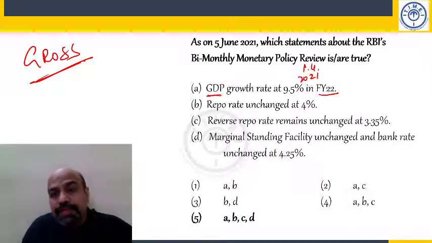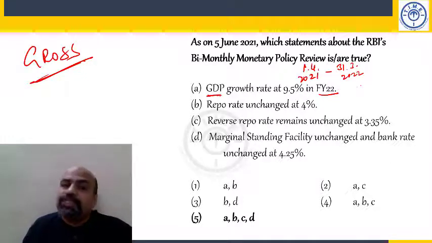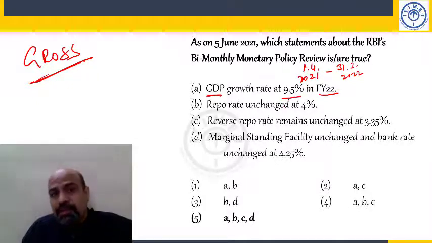It started on 1st April 2021, and this is going to end on 31st March 2022, next year. So in this financial year, this is what the growth is likely to be. This 9.5% is over the growth in FY21.